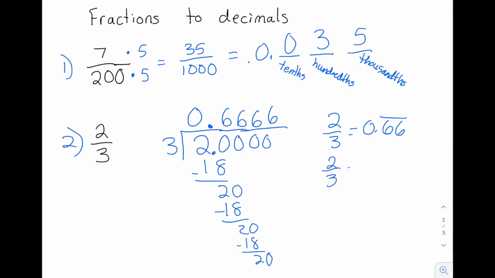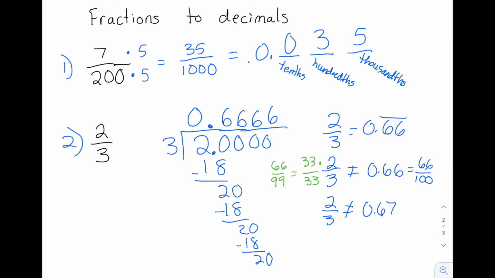Note that 2/3 is not equal to 0.66, and 2/3 is not equal to 0.67. Those are decimal approximations, but 66 hundredths is not equivalent to 2/3. If I were to multiply the numerator times 33 to get the 66, when I multiply the denominator by 33, I'll end up with 66 over 99. So writing 2/3 equals 0.66 isn't correct because 2/3 is equivalent to 66 99ths, not 66 hundredths.